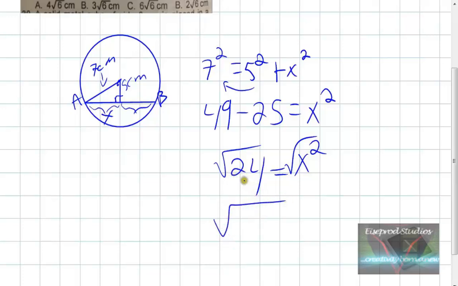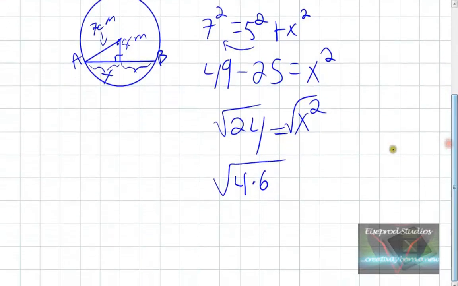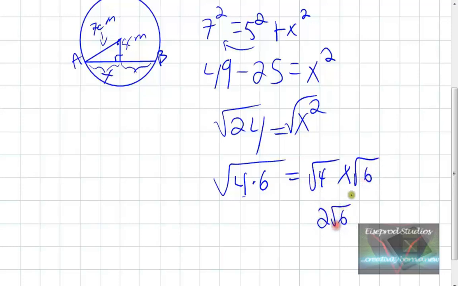Remember that when we take the square root of something, working with just the square root of 24 isn't enough. We can still simplify this a little bit more. So we need to find two numbers that multiply to 24, where at least one of them we can take the square root of. What comes to mind is 4 and 6. 4 times 6 is 24, and we can take the square root of 4. So I can rewrite this as the square root of 4 times the square root of 6. The square root of 4 is 2, and we can't take the square root of 6.